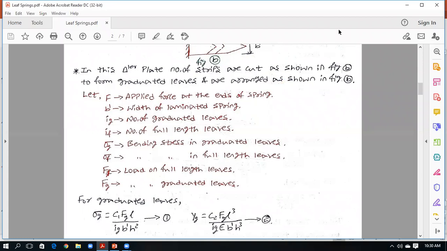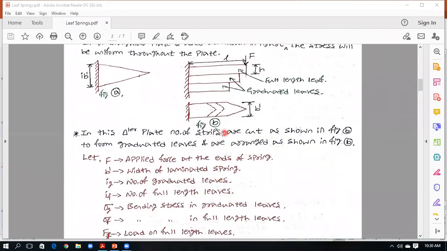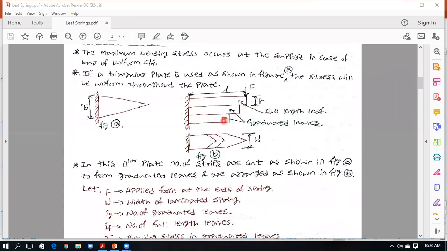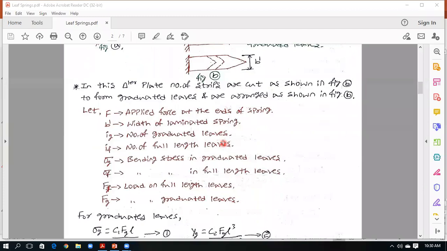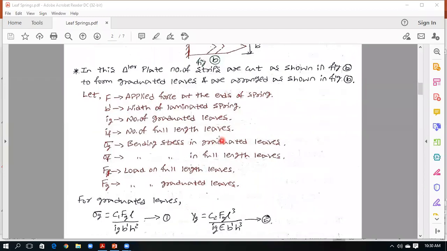Shubhang is asking whether the graduated leaves have the same breadth. Yes, breadth as well as depth. Yes, Shubhang, whatever the depth is, the thickness as well as depth will be the same in this case, for the graduated leaves also. Otherwise, there will be a change in the stress distribution.